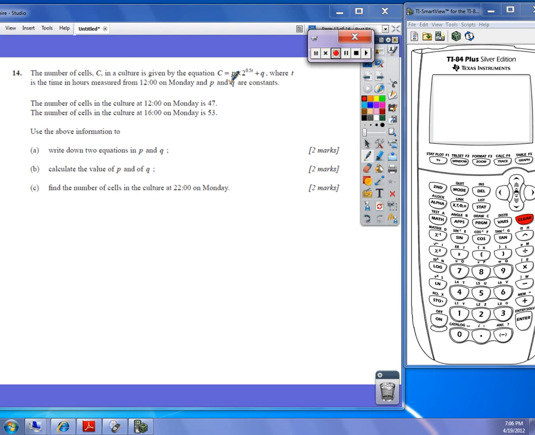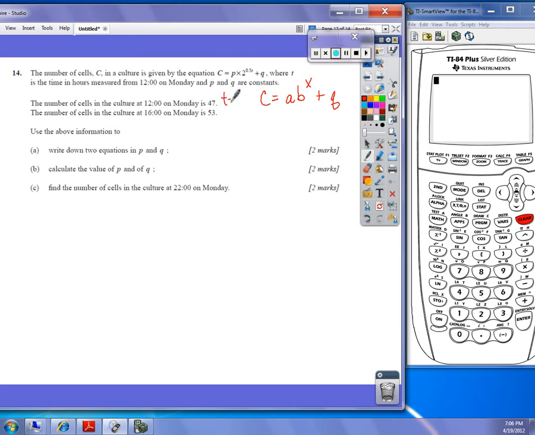It says the number of cells is equal to, and think of this as the number of cells is equal to a times b to the x, and then they're just adding some constant onto the end of it. And we're comfortable with how these exponential functions work. They tell me that the number of cells in a culture at 12 o'clock is 47. I'm going to use 12 o'clock as my time zero. So this is when time is equal to 0.